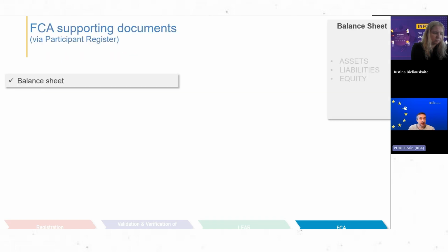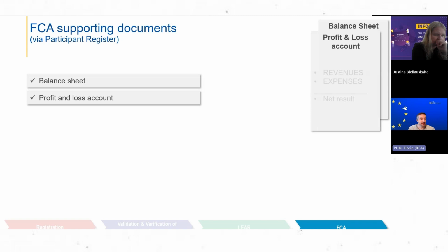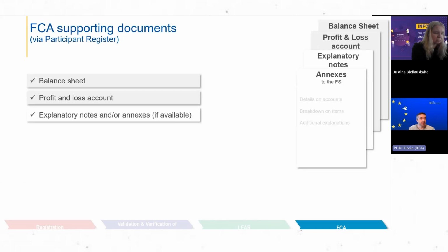In these slides, we provide you information about the financial supporting documents. These are the accounting documents, the main ones, the balance sheets, the profit and loss accounts, and their annexes. We would like to have these annexes because in this document, we find information that is usually not reported in the balance sheet and in the profit and loss account, such as breakdowns on different items and so on. So if you have these annexes, please provide them to us.